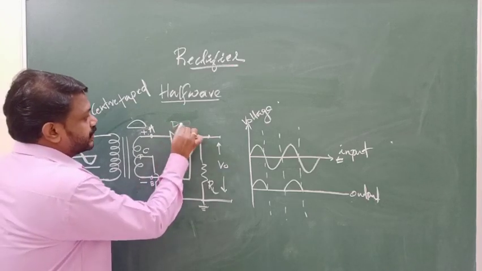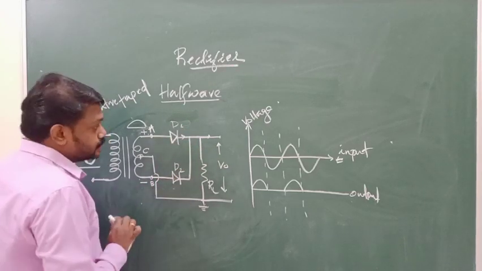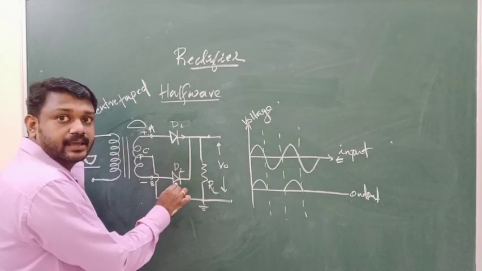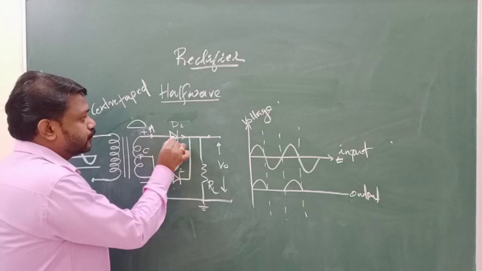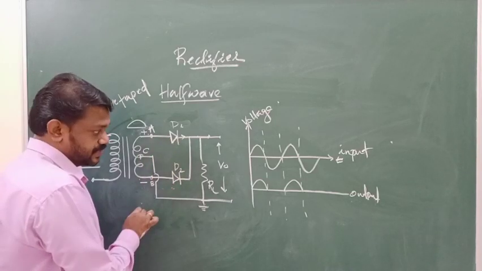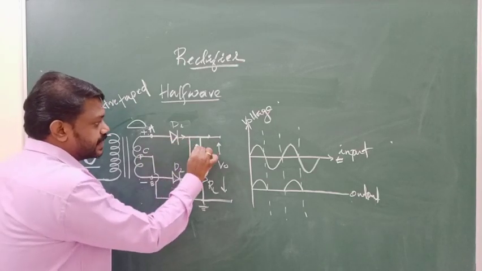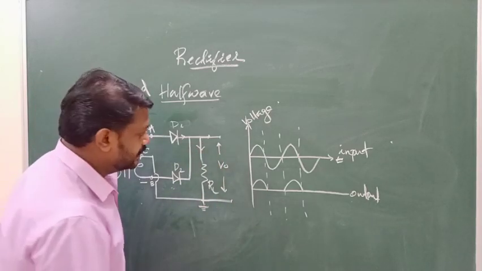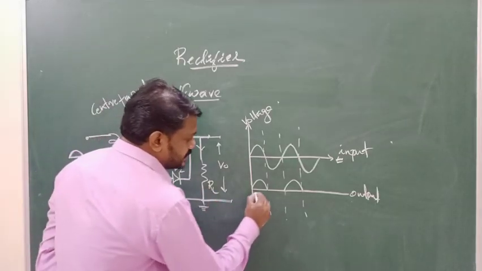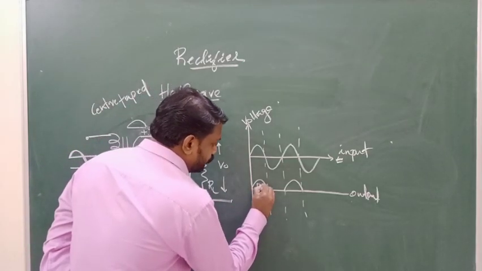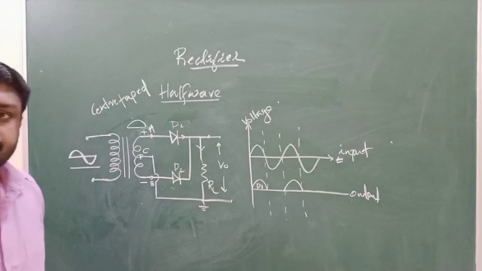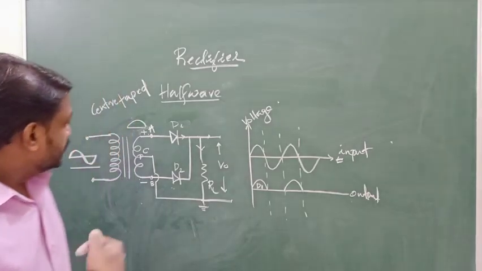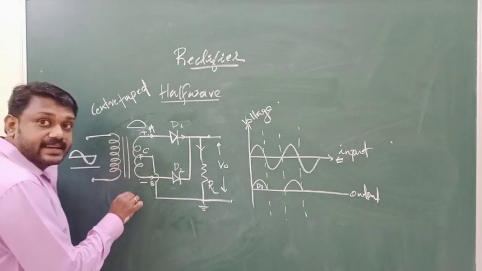So this is D1 and this is D2. D1 is connected to the positive potential and D2 is connected to the negative potential. So D1 is forward biased and D2 is reverse biased. D1 will conduct and current flows through RL, and you get an output across the load resistance RL due to the conduction of D1. Are you getting me?